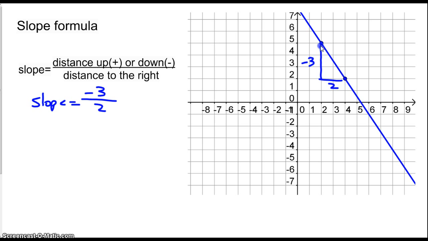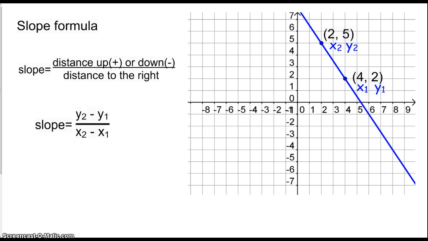The slope is therefore the distance that we go up or down, which is -3 in this case because it's down 3, and then 2 to the right. So the slope of this line is -3/2. I like that way of finding slope because it's conceptual and ties to our idea of slope. But there is a formula called the slope formula, and it's this right here.